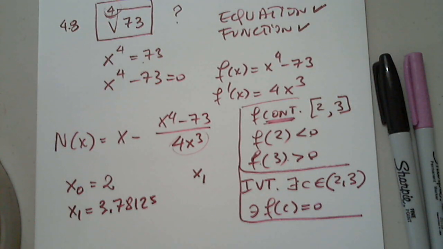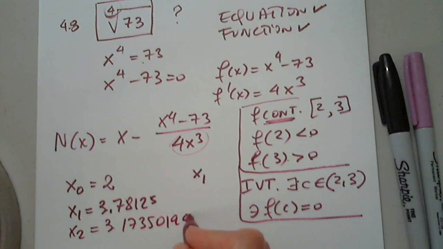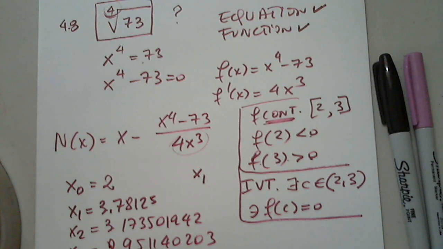From this moment on, I just copy, insert just one time, just at this level, insert the previous answer, and I get x sub 2, 3.173501942. I continue, and then I get x sub 3, 2.951140203, and I continue like that forever till I stop. So x4, 2.9234122362.